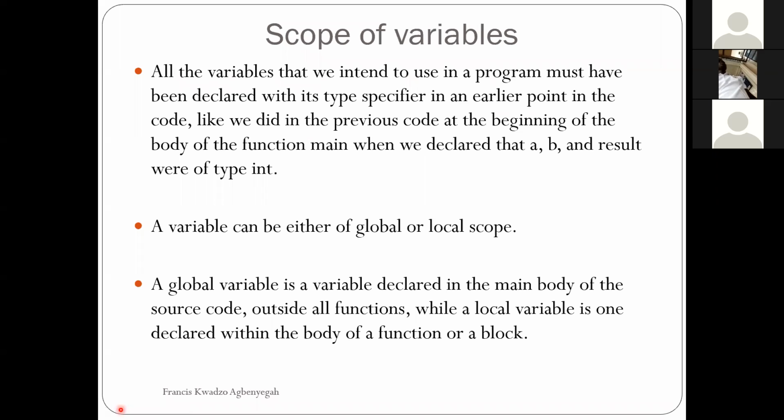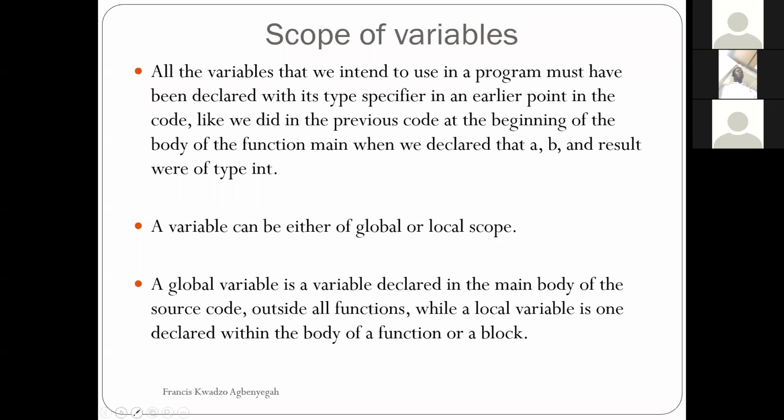So what do we mean by the scope of a variable? When we say scope, all variables that we intend to use in a program must be declared with a specified identifier at an earlier point in the code, like we did in the previous ones where we defined a, b, c, and then result. All of them were of the type int.